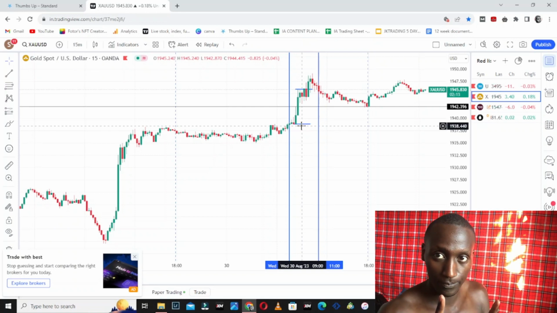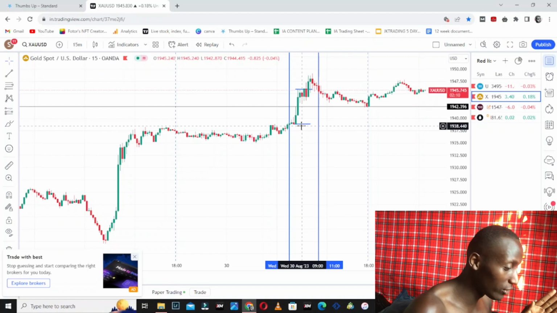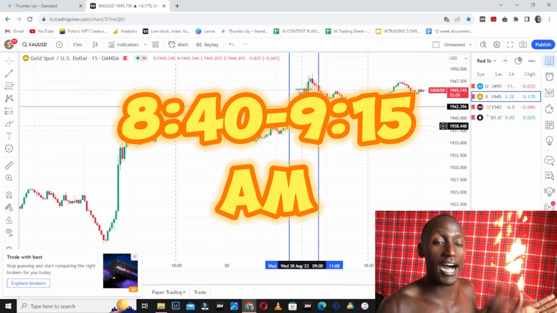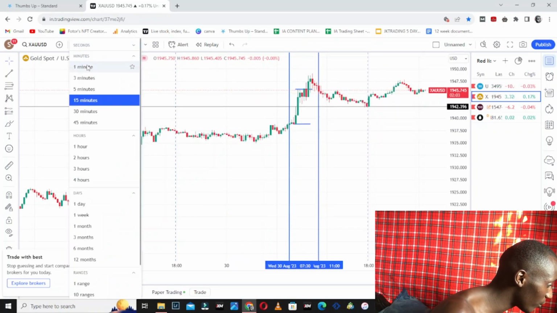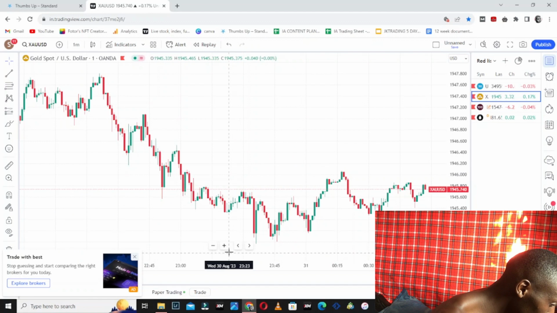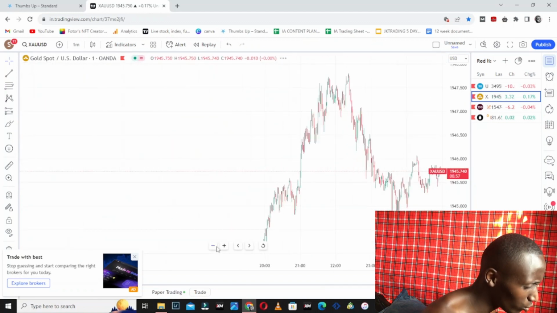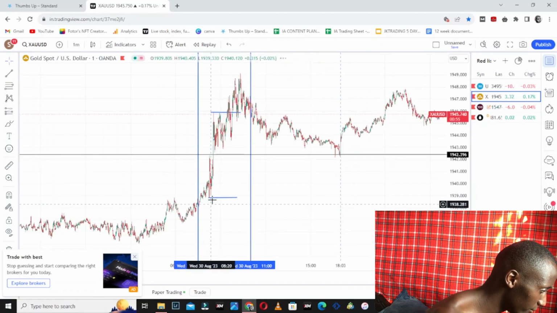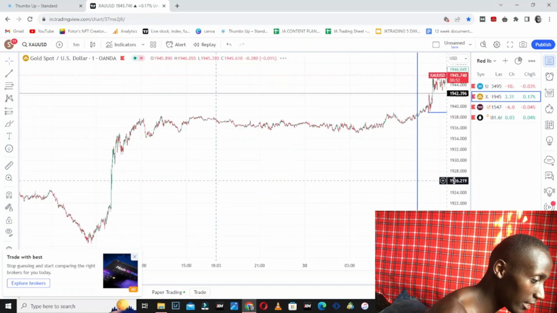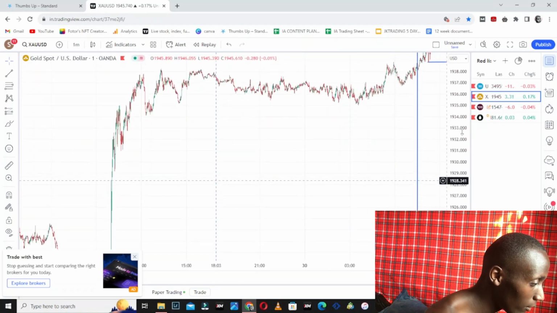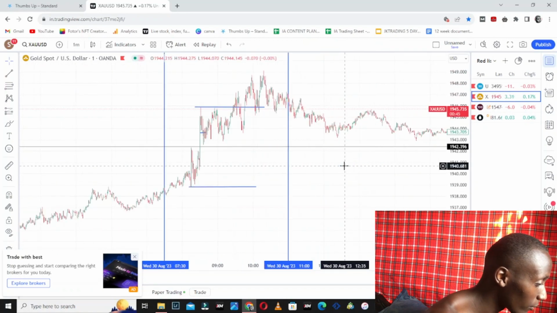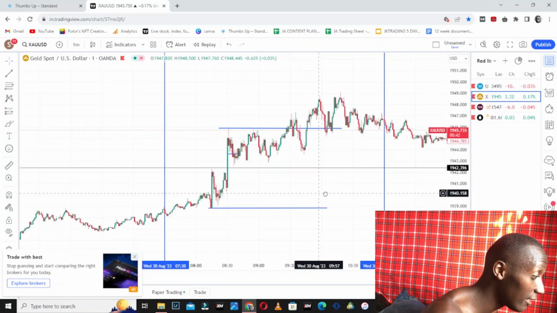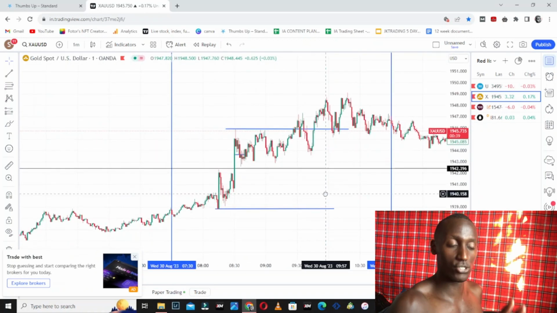If we get a setup between 8:40 and 9:15, if we get a reversal setup, just like yesterday we were given a reversal setup at 9:07, then in my mind I know we are about to get trapped. This market is continuing with the trend.